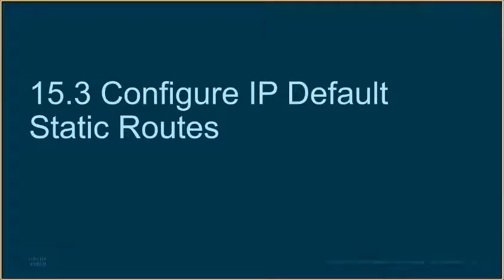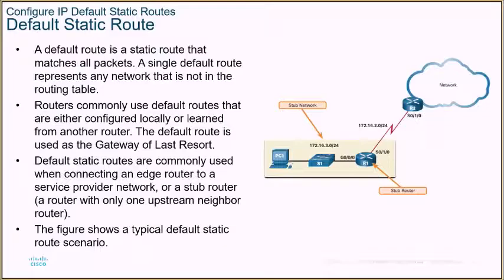Okay, so default static routes. Now here, we've got what people call a stub network. So from this router, it's basically a dead end. Now you've got your little network here, but nothing else. There's no other destinations. So that's what they call a stub network. And so this is a stub router because it's connected to a stub network.